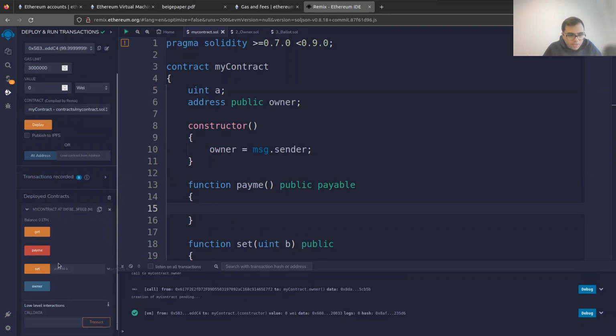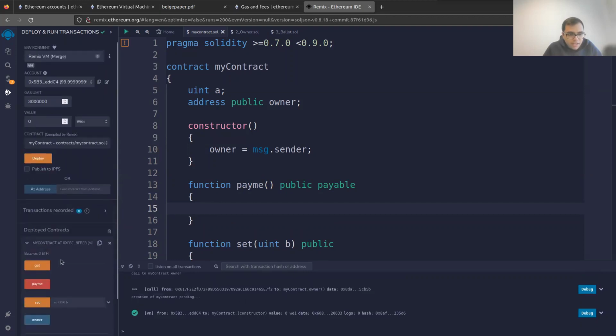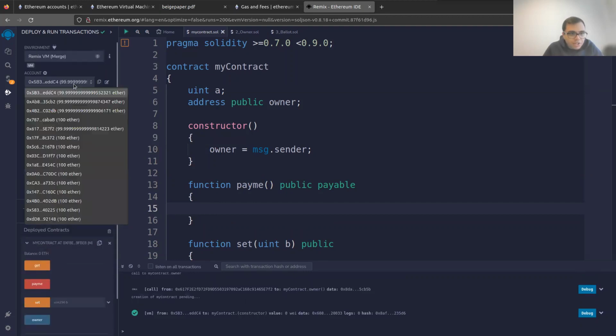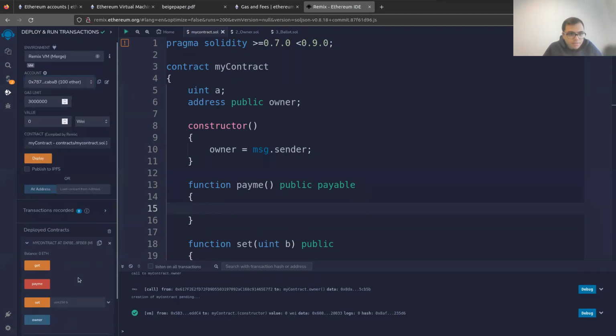Now I have this contract, and let's say I change my account. Let's say I go to this one, which had 100 Ether. And here I can set the value. I can say how much I want to pay. Let's say I want to pay 5 Ether to this contract. Okay, so I set the value to 5, and I call the pay me function.